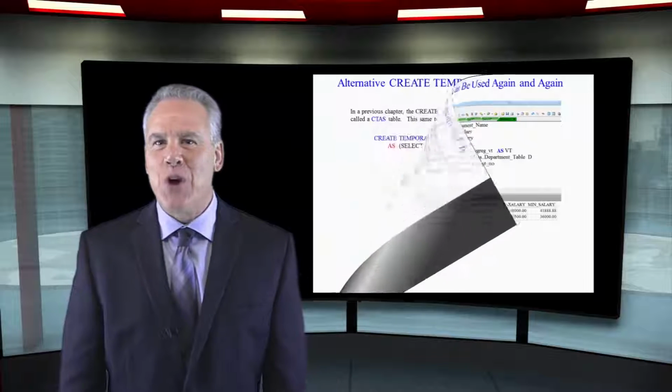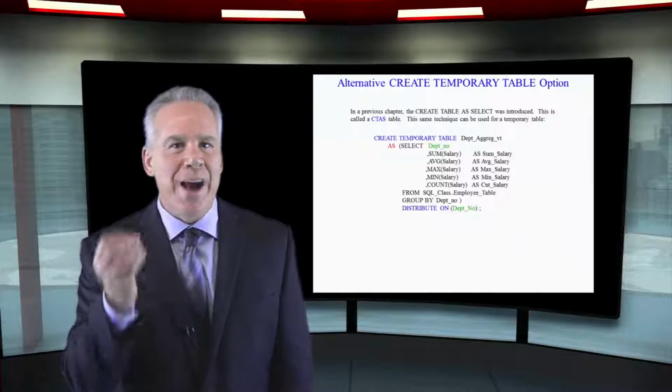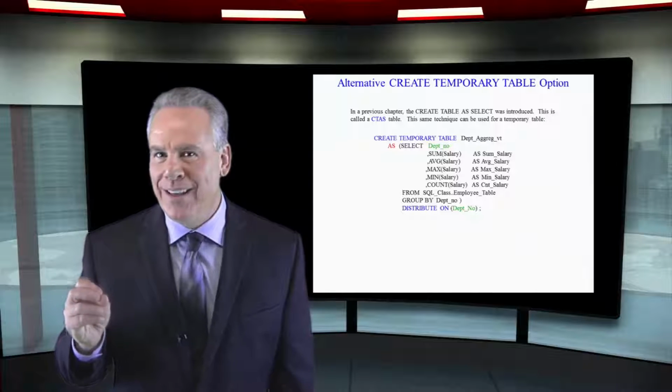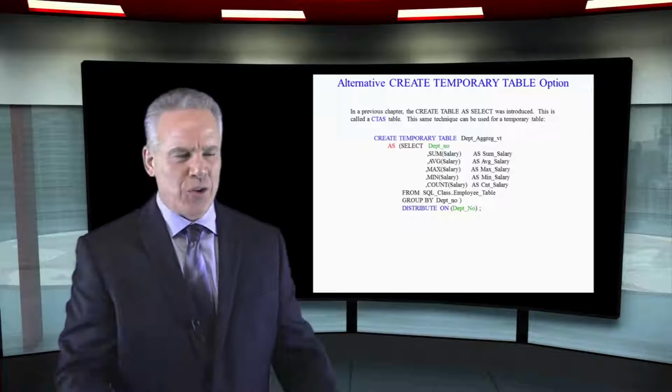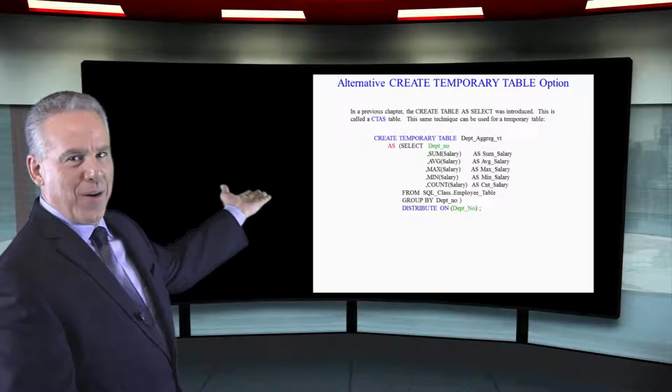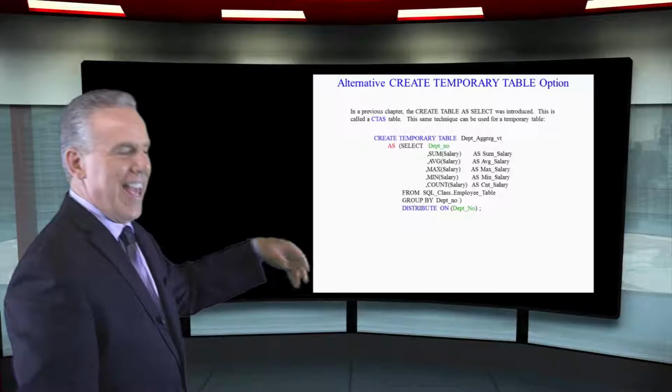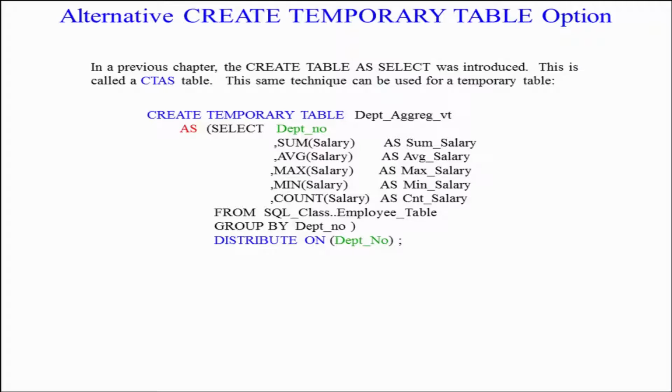Netezza's made this so easy. Look at this. I'm going to create and populate a temporary table using the CTAS technique. Create temporary table as, and then I run my query. I select everything I need, and I can even give it the distribution key, and in one shot, it's populated.